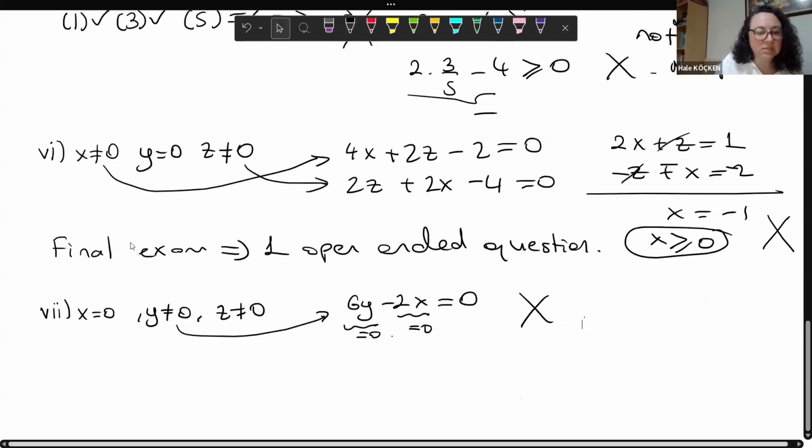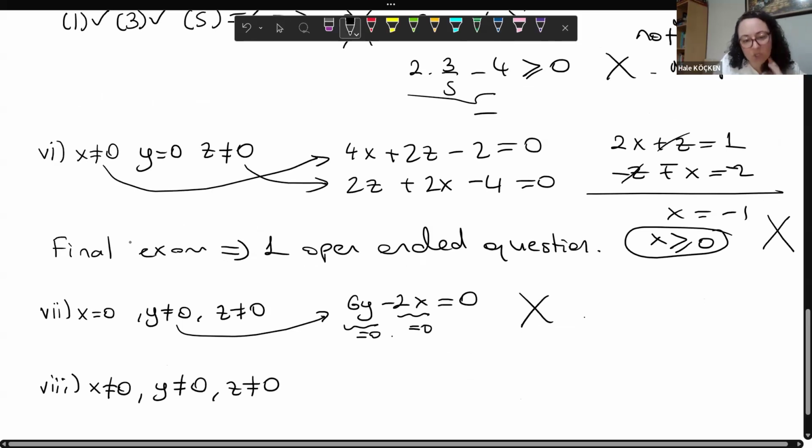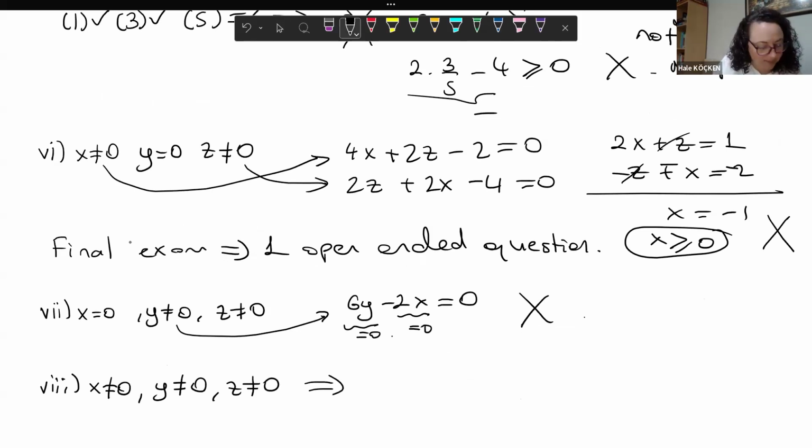I finished the analysis. So our final and the hardest part, I think: we will assume that all of them will be different from 0, which means that if x is different from 0, we will write 4x minus 2y plus 2z is equal to 2.